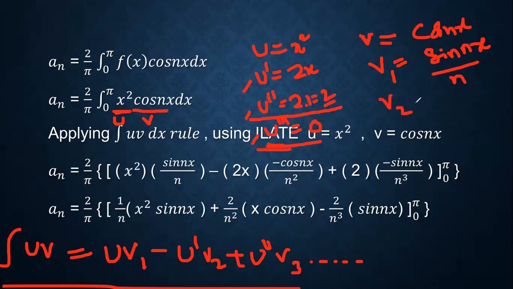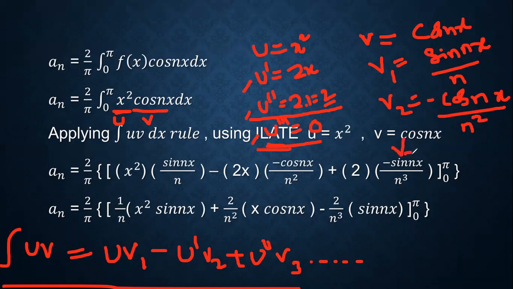Next is v2. v2 is equal to the integration of sin nx, which is minus cos nx by n. Already you have one n in the denominator, and again you get one more x coefficient n in the denominator. That is nothing but n square.